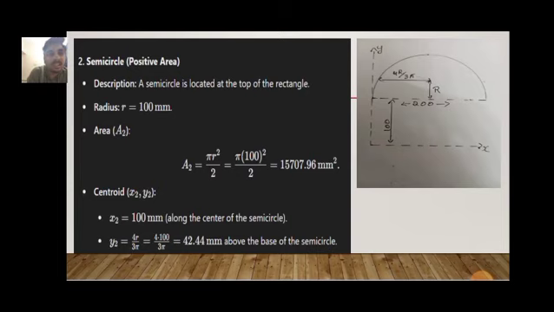Description: a semicircle is located at the top of the rectangle having a radius of 100 mm, where the area is pi r square by 2. We get 15,707.96 millimeter square. The centroid with respect to the x-axis is 100 mm, along the center of the semicircle. With respect to the y-axis, 4r by 3 pi is 42.44 mm above the base of the semicircle.